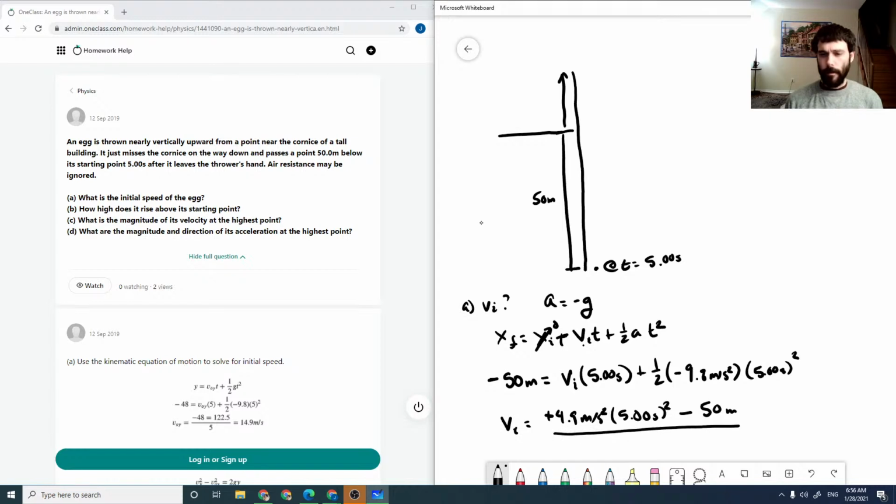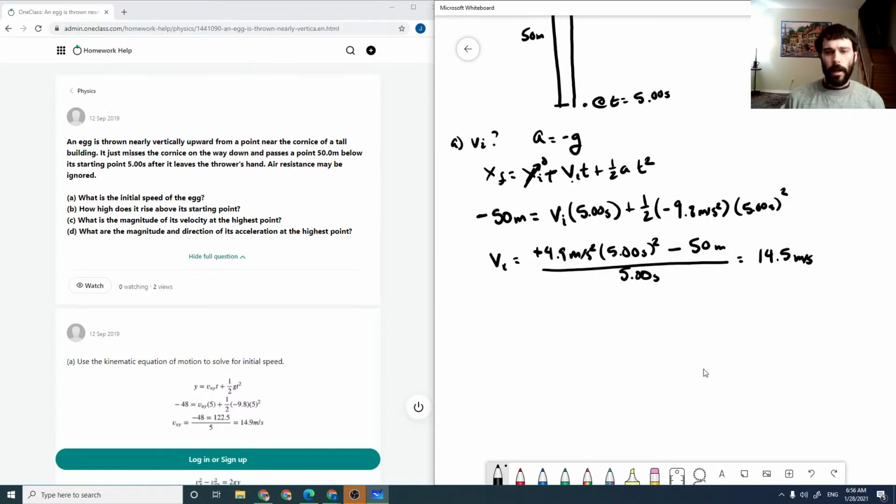And so then our vi is minus 4.9 meters per second squared times 5 seconds squared minus 50 meters, all over 5 seconds, which is equal to 14.5 meters per second. So there's our initial speed.